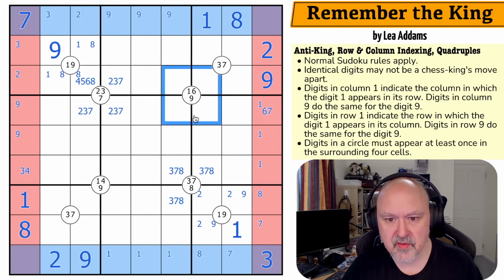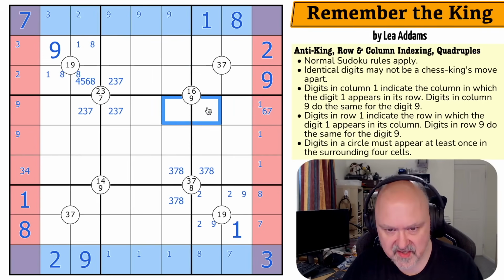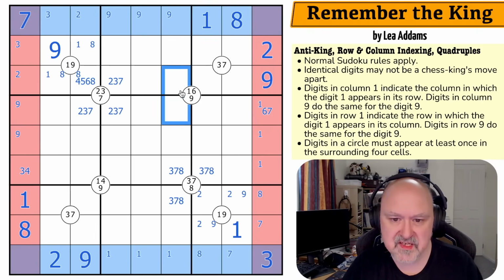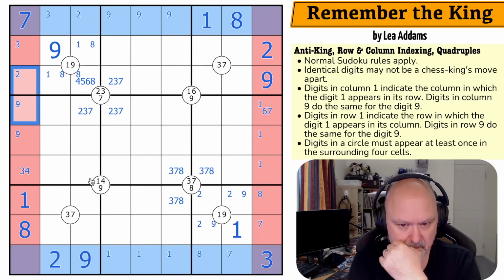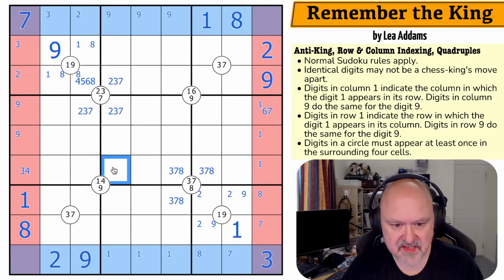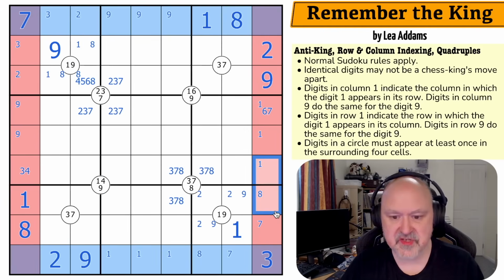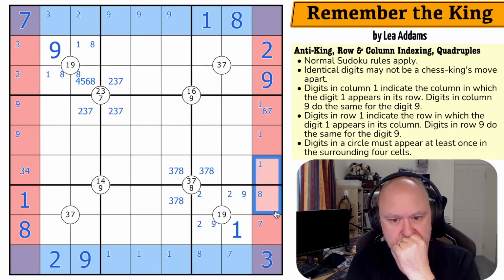The 9 is in one of those 2 cells. The 1 is in one of those 2 cells. So one of those 2 has to be a 6. And the 9 is in one of those 2 cells. So one of those 2 has to be a 4.